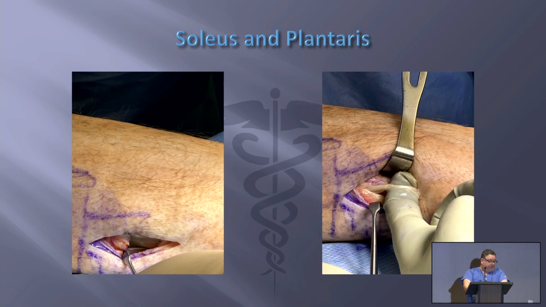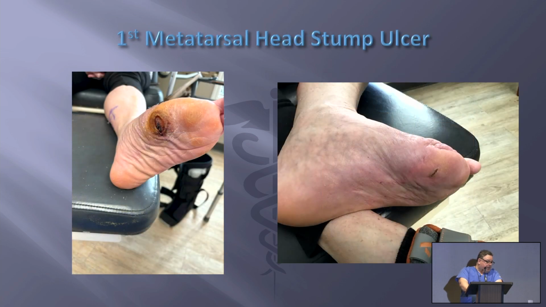So you can see the soleus aponeurosis underneath the cut gastrocnemius aponeurosis. Here's the plantaris tendon under my finger there. So, first metatarsal head stump ulceration, you can see the marking for where I'm planning to do the gastrocnemius recession. This is post-recession.